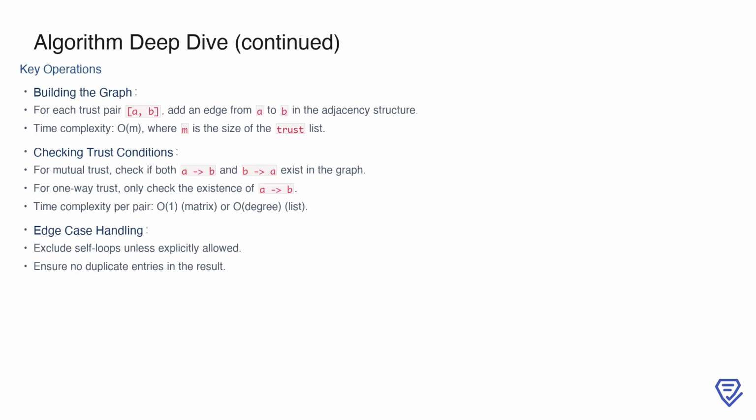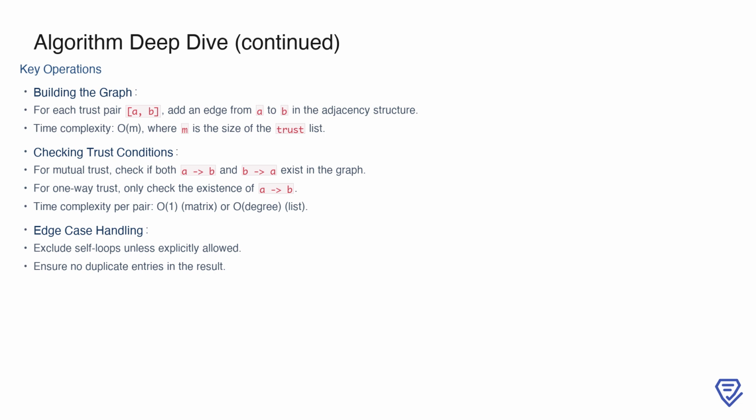The algorithm's key operations begin with constructing the graph. For each trust pair, A, B, we add an edge from A to B in the chosen adjacency structure. This operation has a time complexity of O(m), where m is the number of trust pairs. Once the graph is built, we can check trust conditions efficiently. For example, to verify mutual trust, we simply check if both A-B and B-A exist in the graph. For one-way trust, we only need to confirm the existence of A-B.